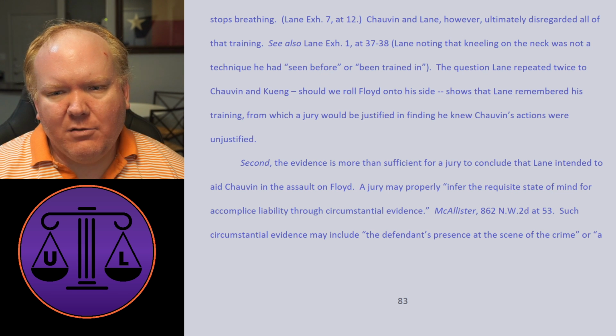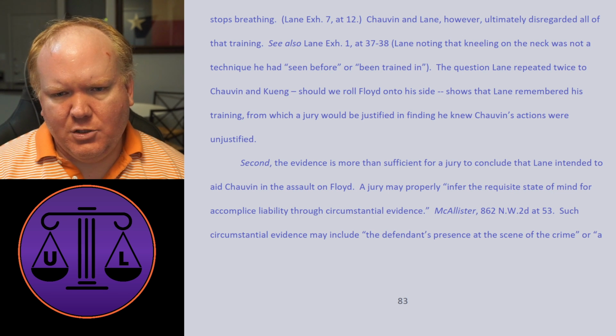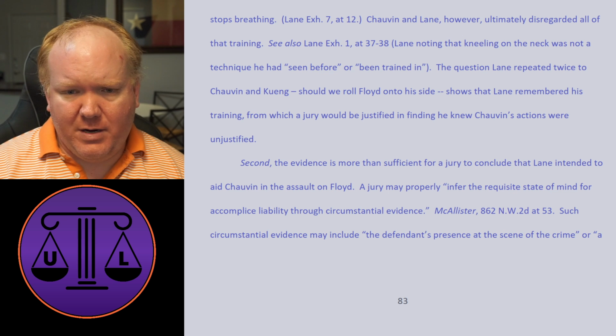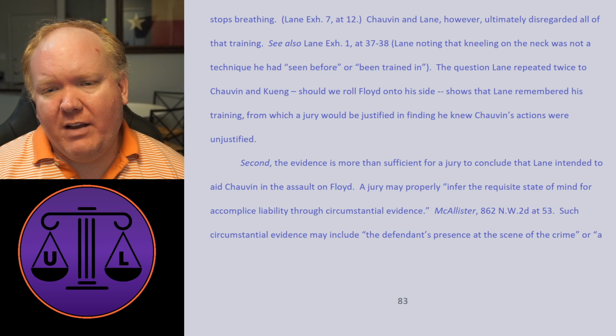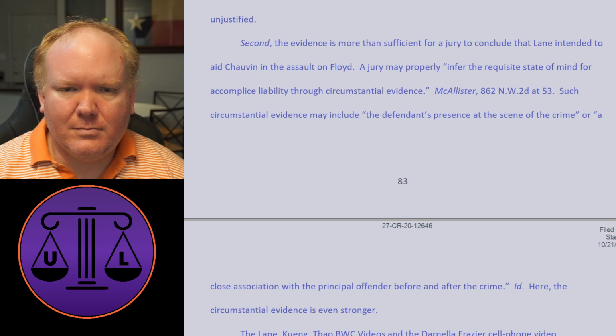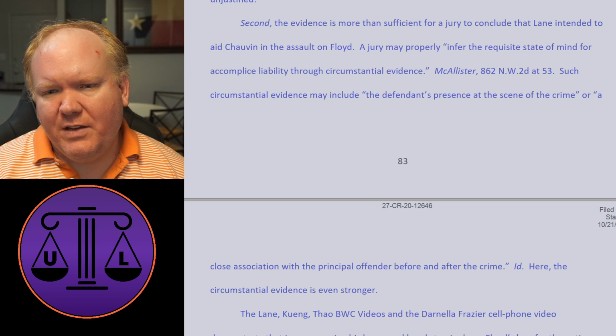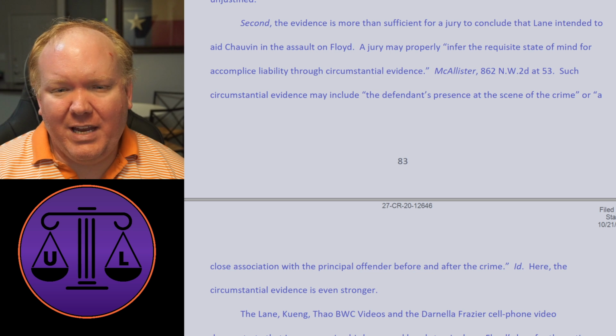The question Lane repeated twice to Chauvin and Kueng, should we roll him on his side, shows Lane remembered his training, from which a jury would be justified in finding he knew his actions were unjustified. Second, the evidence is more insufficient for a jury to conclude Lane intended to aid him in the assault.